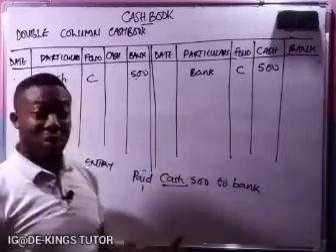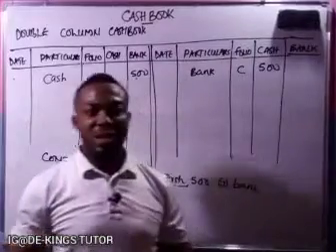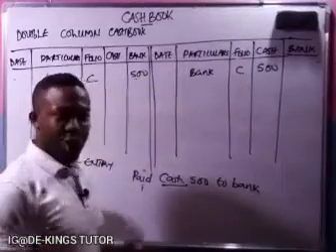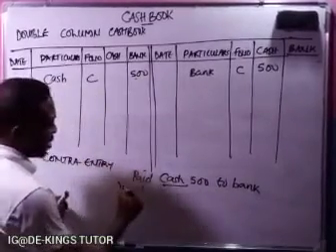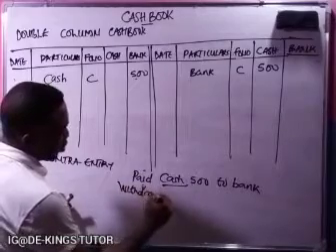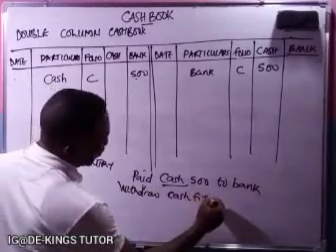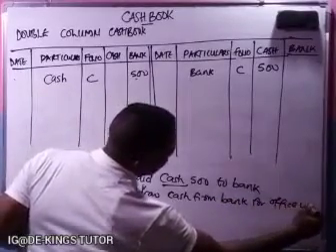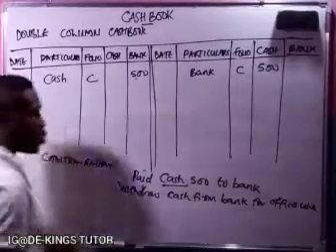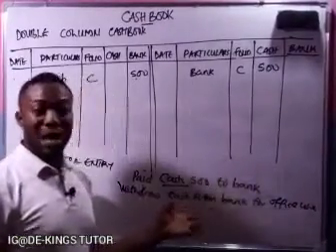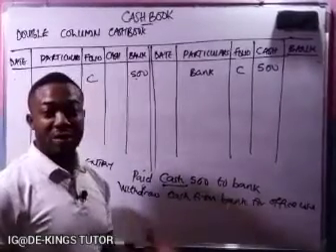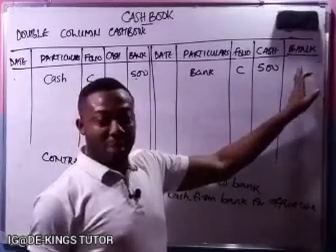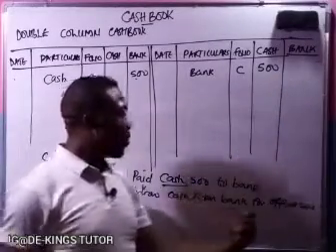Okay, so we have situations like that when they withdraw cash from bank for office use. For instance, if they said withdraw cash from bank for office use, in this situation it's still the same thing. It says withdraw cash from bank for office use. So it means that the money from the bank is going out.